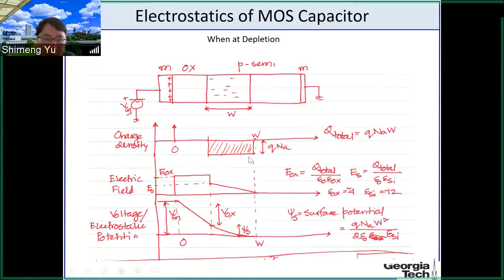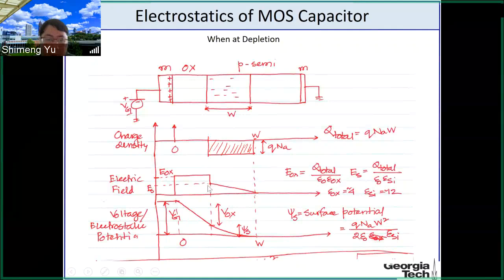And here, since we assume the charge doping is a constant value, when you do the integration once, a constant function will become a linear function. Let's say zero order will become first order. So that's why here the electrical field is a straight line.